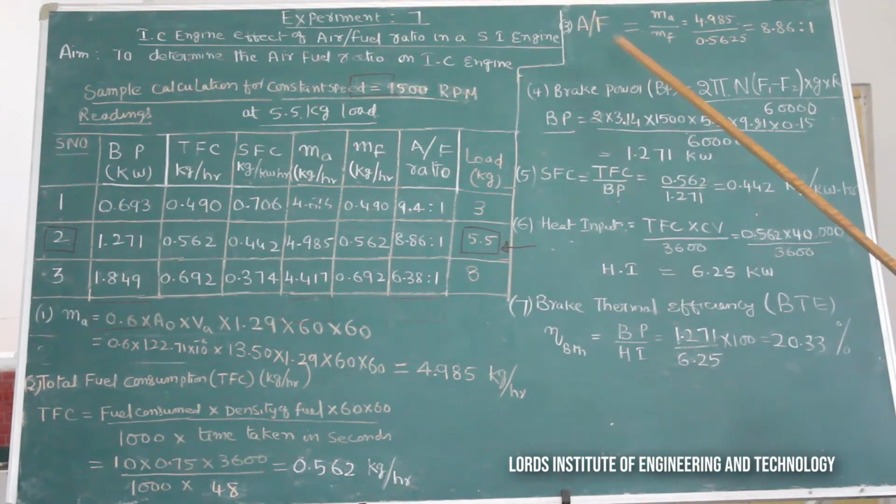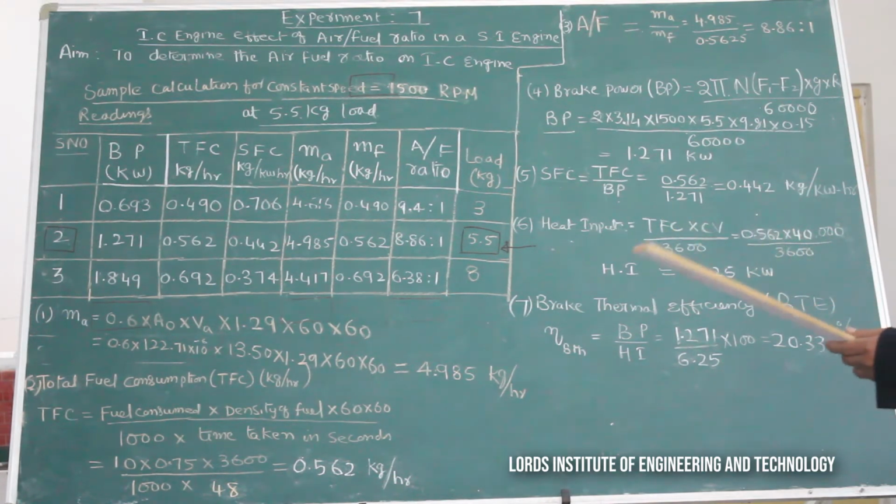Air fuel ratio is nothing but the ratio of the mass of the air divided by the mass of the fuel. So here the mass of the air which I have calculated is 4.985, and the mass of the fuel is equal to 0.562, which I have consumed in this experiment. So I am getting 8.86:1. That means I am using around 9 parts of air and 1 part of fuel in this sample experiment.